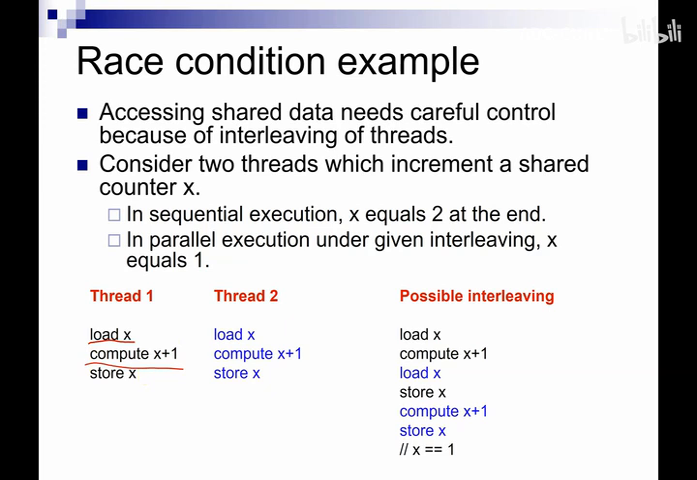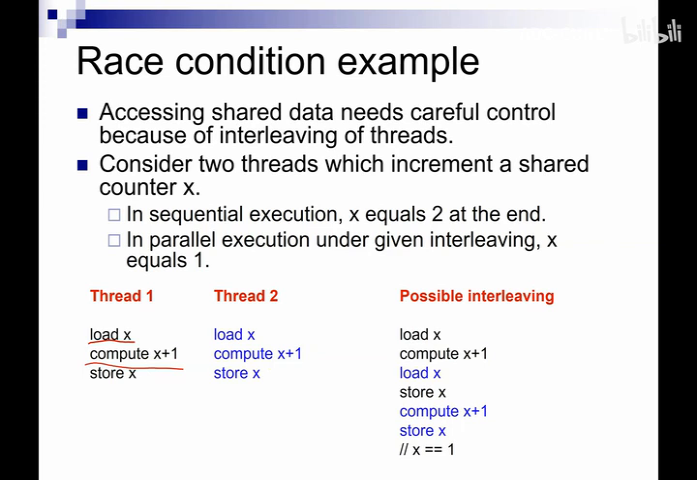Thread 2 is going to do the same thing. It also loads x from memory into thread 2's register, increments it in its own register, and then writes it back to memory. Now since each thread is doing several instructions, they can be interleaved in some arbitrary order. Suppose that we have this interleaving on the right. Let's look at what the value of x is going to be at the end with this interleaving.